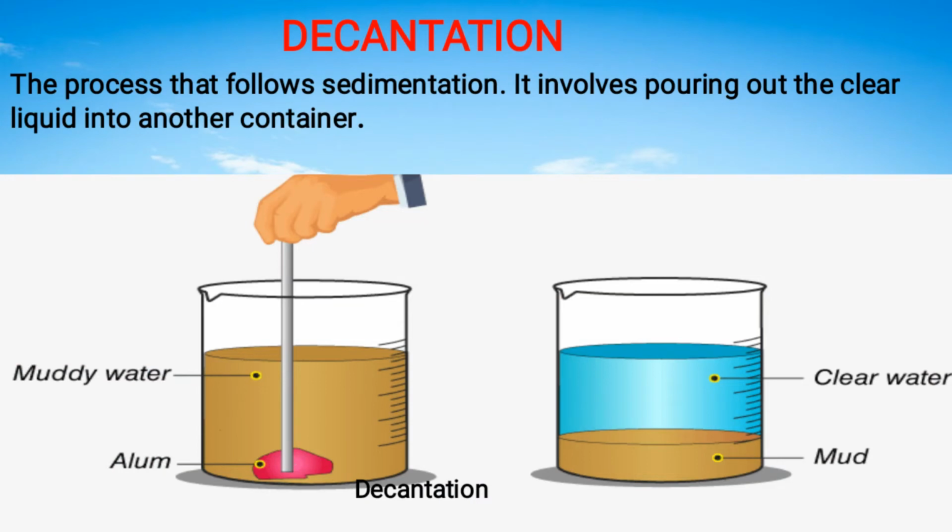So the next process is decantation. The process that follows sedimentation: when all the sediments, all the impurities, settle down into the bottom of the container, we pour out the pure water into another container. This process is known as decantation. It involves pouring out the clear liquid into another container.